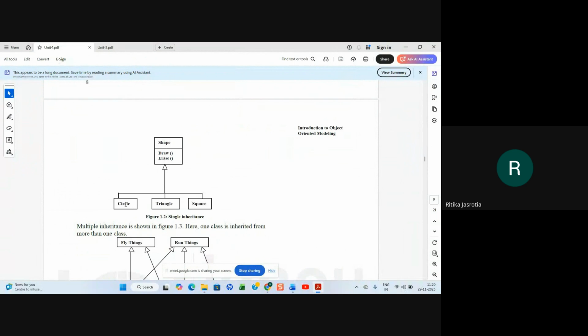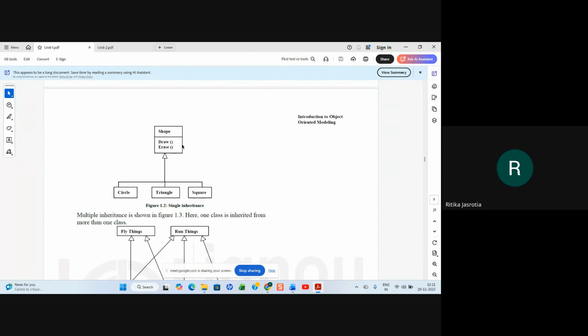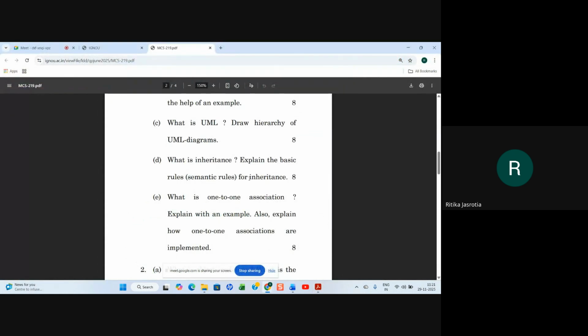Shape is there. There are different types of shape. These are the subclasses of shape: circle, triangle, and square. Shape has draw and erase as the methods. Circle is drawn in a different way, triangle is drawn in a different way, so they will override the draw method. Circle will have pi r square, triangle will have half breadth into height if it is a right angle triangle. Square will have side square, right? So these are the things you can give as an example. So this is the answer to: what is inheritance with the basic rule of semantic for inheritance?